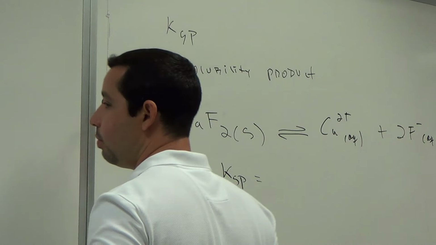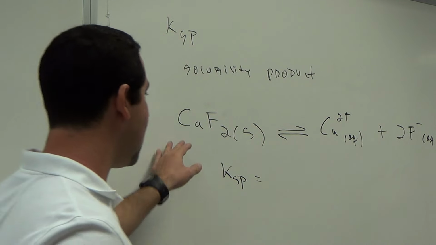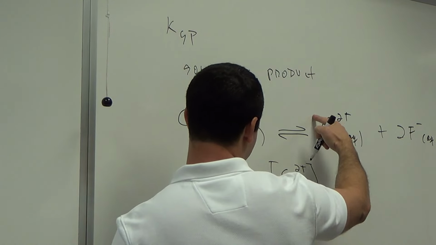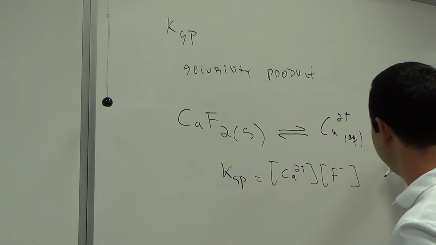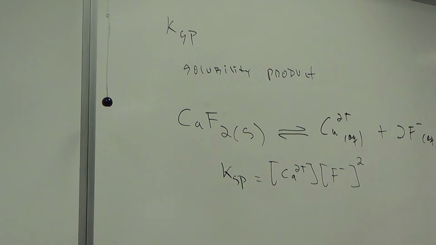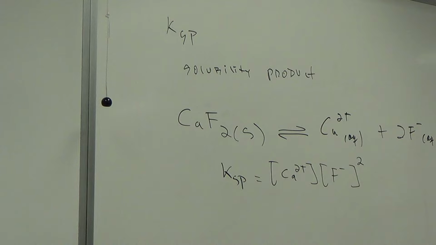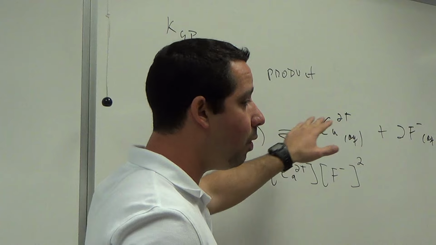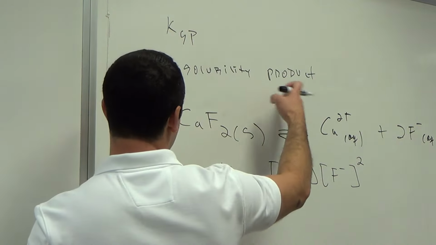And what is the equilibrium expression for that? It's just the products, because the reactant is a solid. So it is only the concentration of calcium 2 plus raised to the first power, times the concentration of F minus raised to the second power, because there is a coefficient of 2. The solid is not part of the equilibrium expression, so this is only going to be called the solubility product. Solubility, because it means dissolved, and only products.